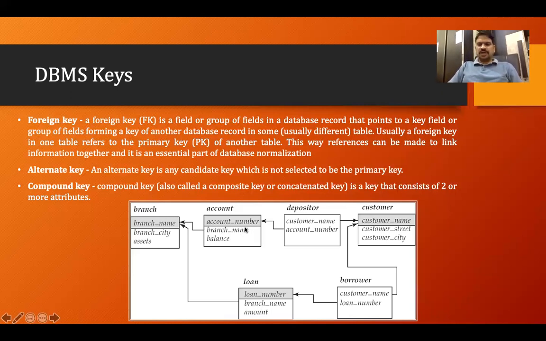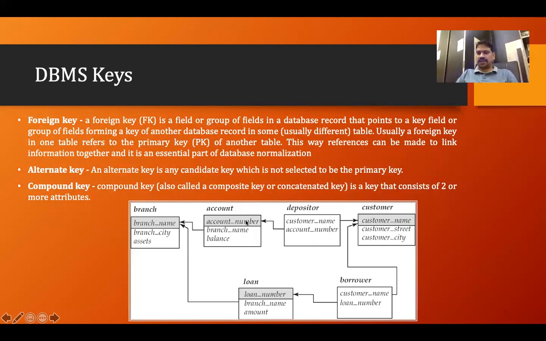Getting it? Now let's talk about another table called customer. Now how is customer related to the account? As you can see, customer has customer name as, let's say, the primary key. And here you can see there is a depositor table. Depositor table has the customer name. So you can see that depositor and the customer are related to each other by this foreign key of the depositor table, which is a primary key of the customer table. In the same way, in the depositor table, account number is the foreign key. Why? Because this account number is the primary key of the account table.